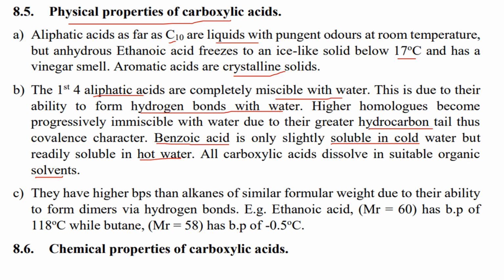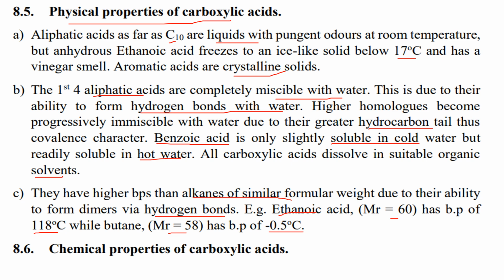Looking at part C, we are saying that they have higher boiling points than alkanes of similar molecular formula, and I remember giving you a reason for such things. This is due to their ability to form dimers via hydrogen bonds. Remember that I told you hydrogen bonds are one of the strongest bonds in chemistry, and anything containing those bonds has to have higher melting and higher boiling points as a must. For example, we can look at ethanoic acid. Its melting point is 60 and its boiling point is 118 degrees Celsius. While butane, its melting point is 58 and its boiling point is negative 0.5 degrees Celsius.